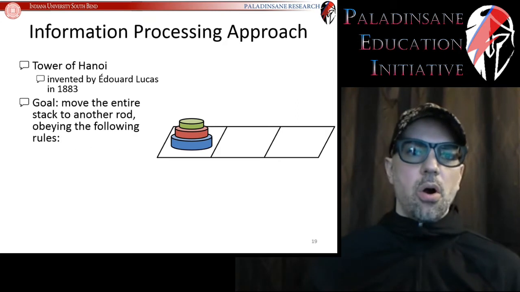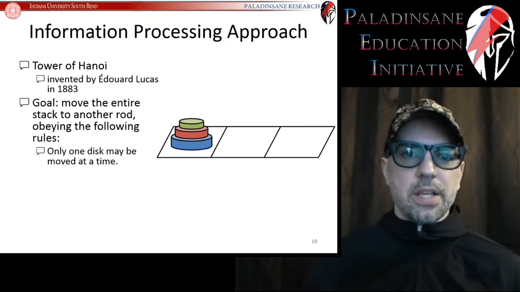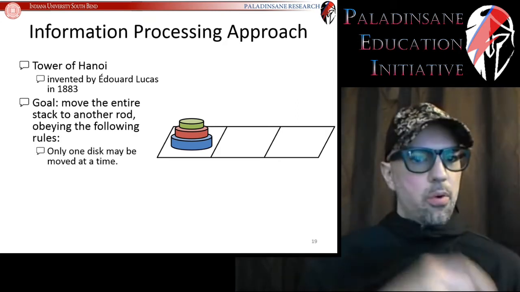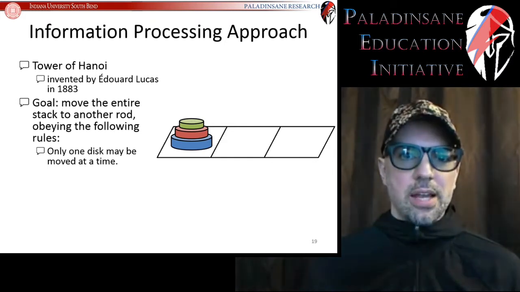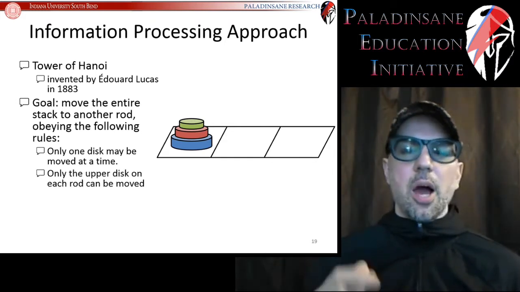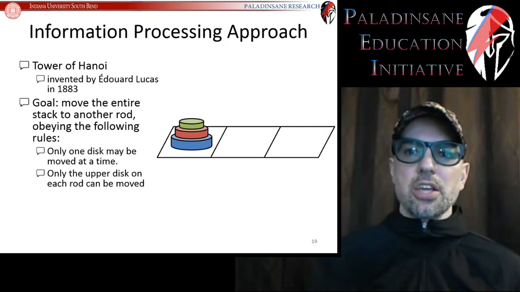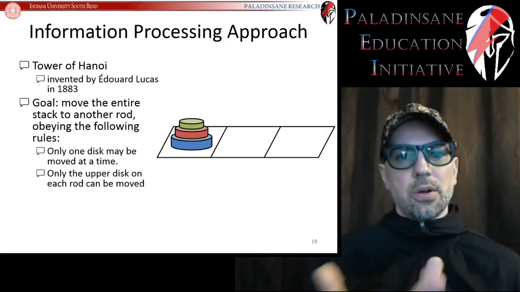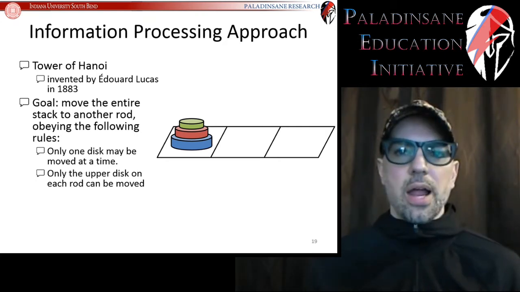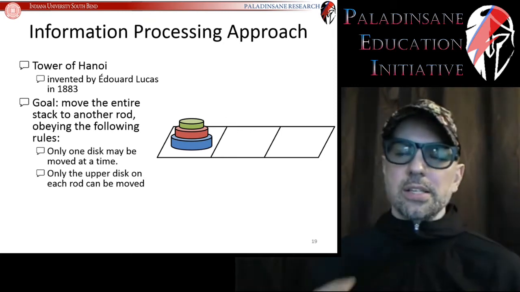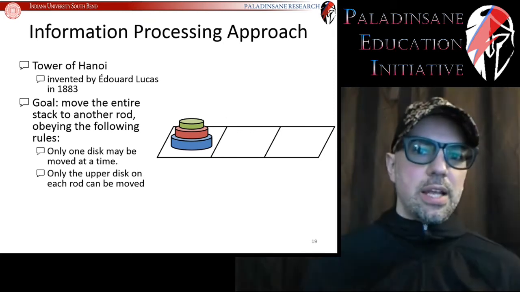So only one disc may be moved at a time. So you can only pick up one disc at a time. You can't move 2 discs at a time. Only the upper disc at each location can be moved. So in this instance, you would not be able to grab the red disc or grab the blue disc. You could only grab the green disk.